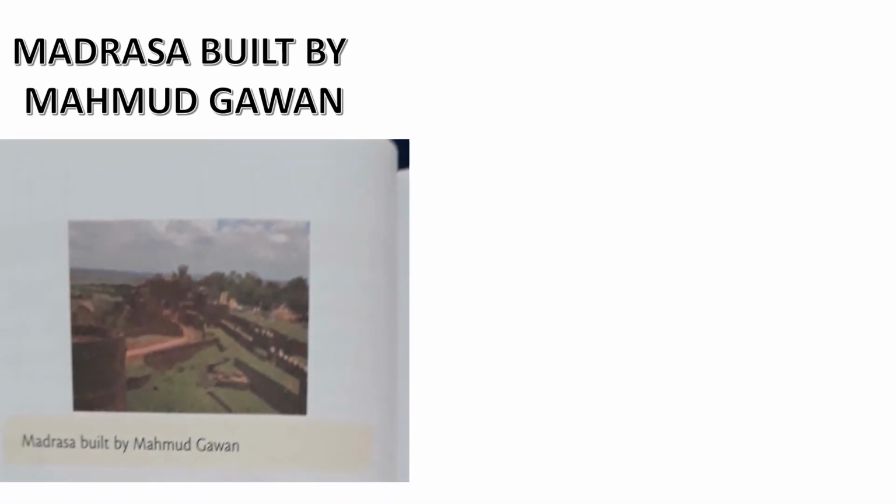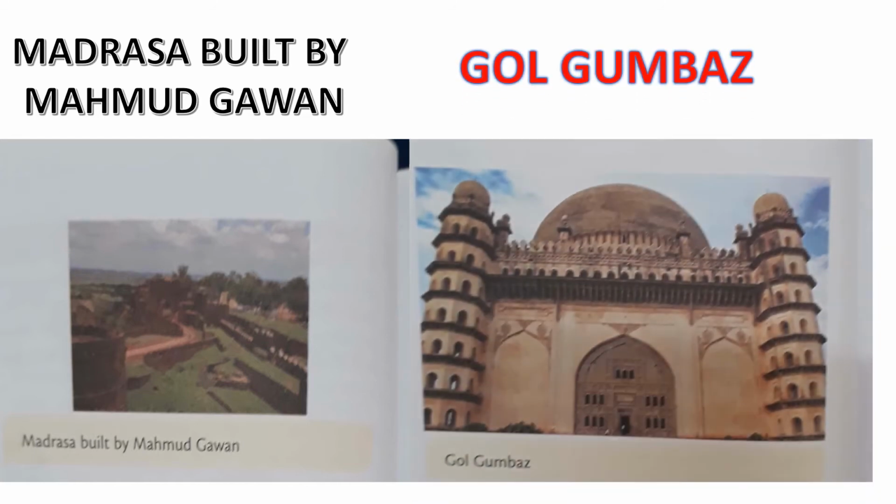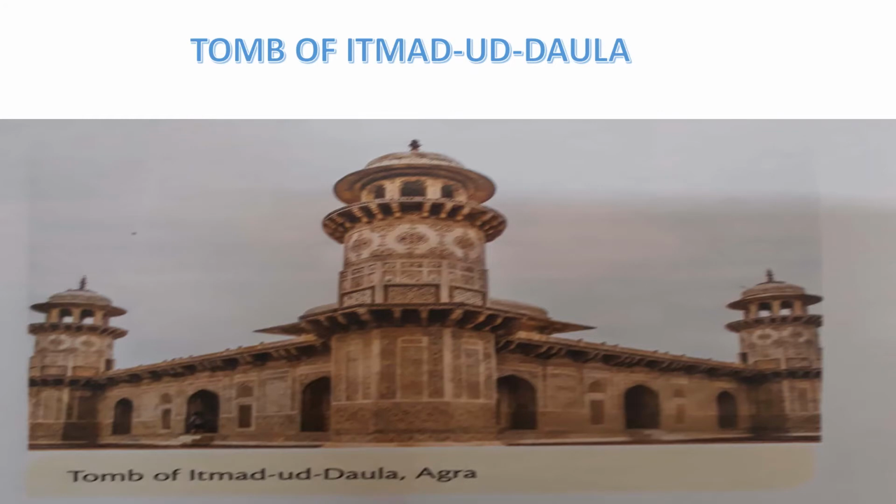In South India, the tomb of Mahmud Gawan and a madrasa built by him at Bidar. Gol Gumbaz was built by Muhammad Adil Shah. Geometric designs and painted calligraphic specimens have been found on the Gol Gumbaz wall just beneath its gallery at a height of around 100 feet. This is the tomb of Itmadullah, Agra.